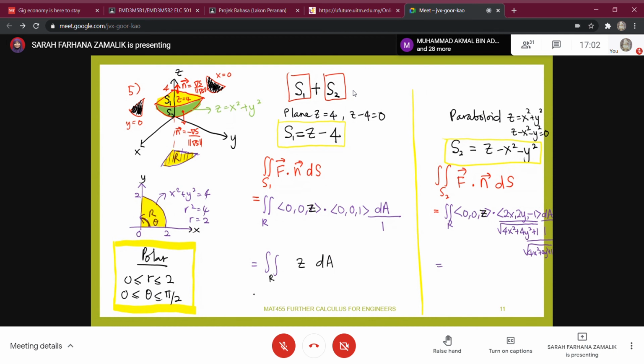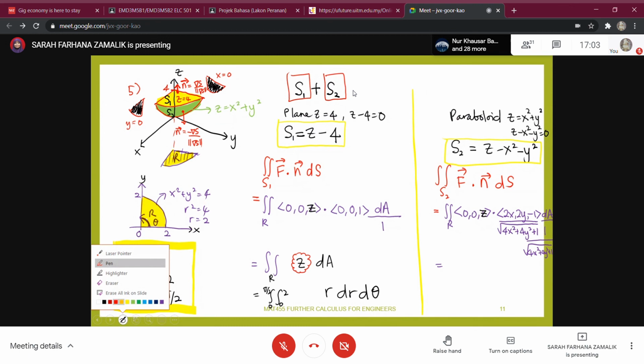Macam mana nak evaluate ni? Because we want to use polar coordinate here, r dr d theta. So radius is 0 until 2, theta 0 until pi over 2. So what happened to Z kat sini? Awak nak substitute dengan apa sebenarnya? Empat. 4. Yes, substitute Z equals to 4. Sebab ini surface 4, Z plane Z equals to 4. So substitute Z with 4. Yes, you evaluate 4 nanti.